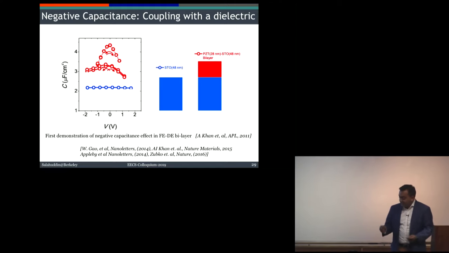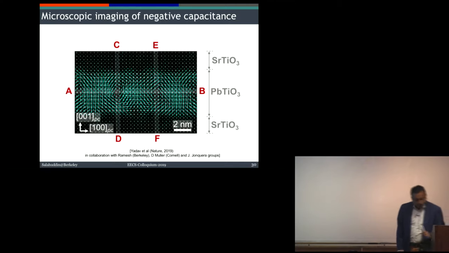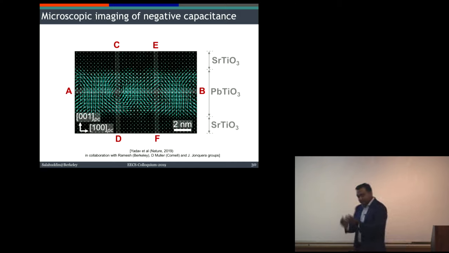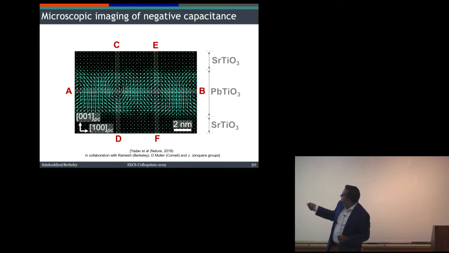But of course, this is still an indirect measurement of the negative capacitance state. So we wanted to do a direct imaging of the material in the negative capacitance state. Here, this PTO, lead titanate, is a ferroelectric material. Again, STO is a dielectric.